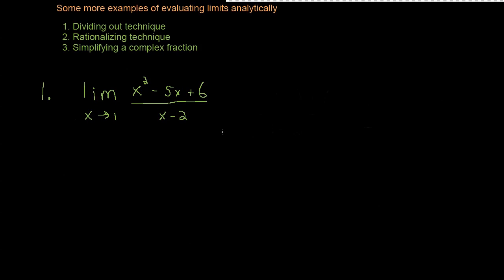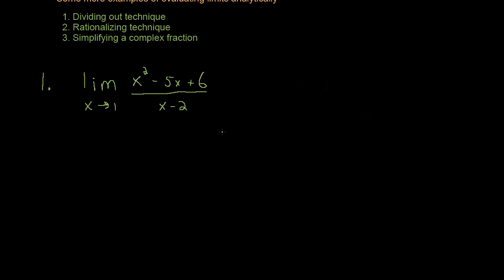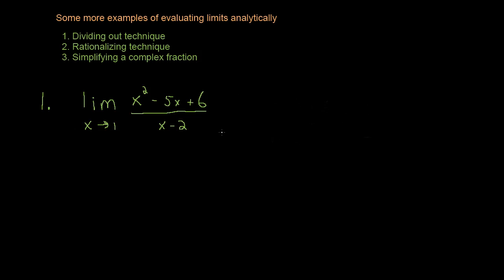Hi there. Well, in this video we're going to look at some more examples involving evaluating limits analytically, and I've chosen 4 examples that utilize the following techniques here. Two of them we've already done in previous videos: the dividing out technique, in other words, finding common factors in the numerator and the denominator and reducing them, and the rationalization technique. The one I've added here I call simplifying a complex fraction. So let's just go ahead and get started.